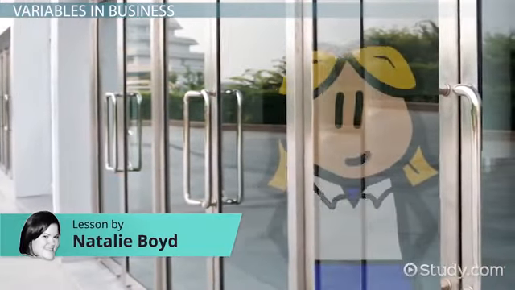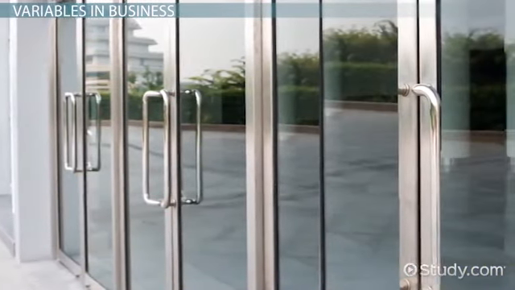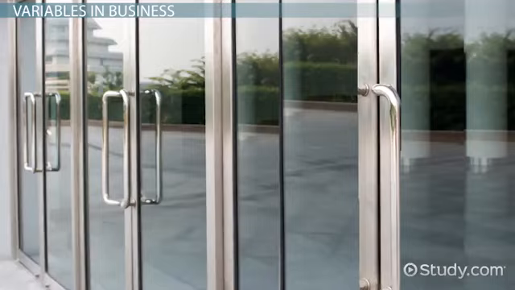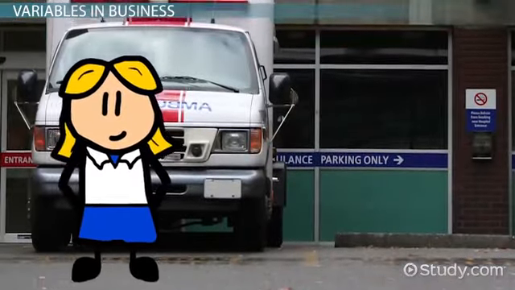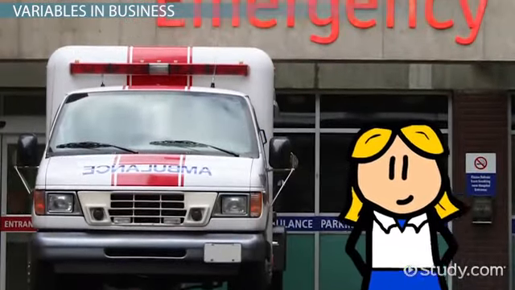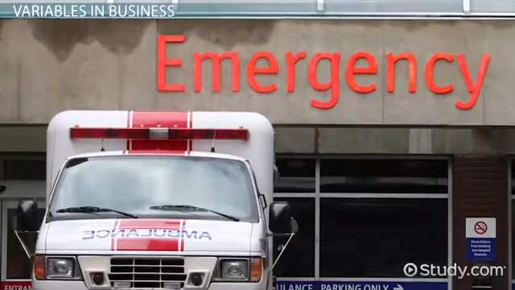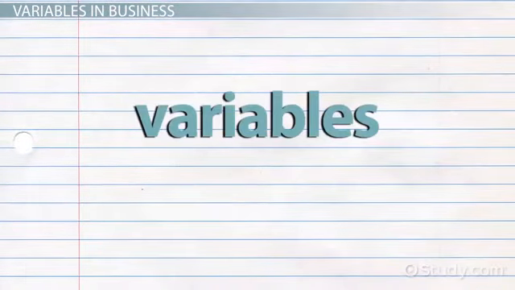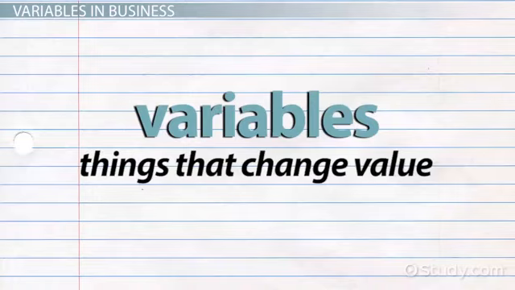Roma is a hospital administrator. It's her job to make sure that the business side of the hospital runs efficiently. As part of her duties, Roma needs to evaluate how well her hospital's emergency room, or ER, is performing. To evaluate her ER, Roma can look at several different variables. Variables are things that change value.